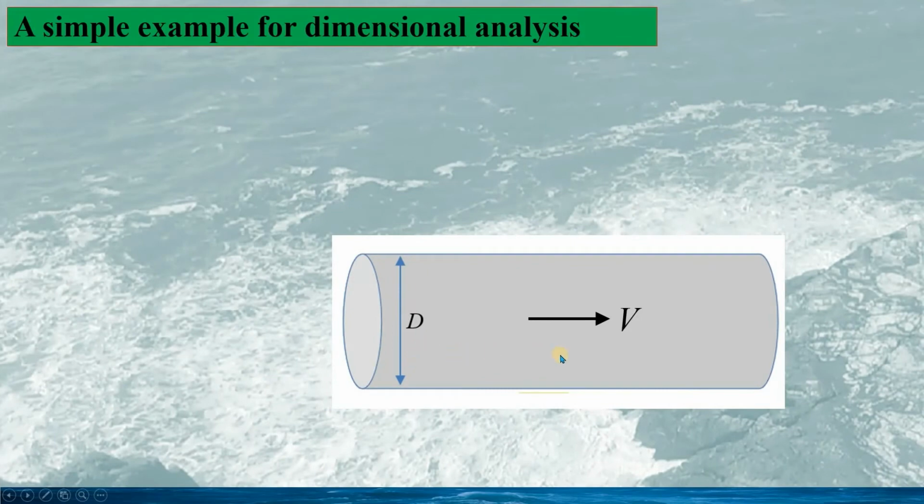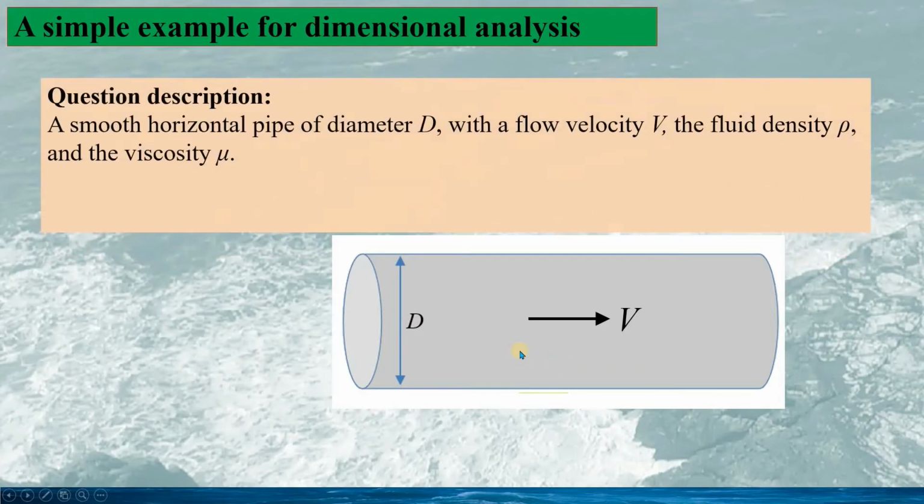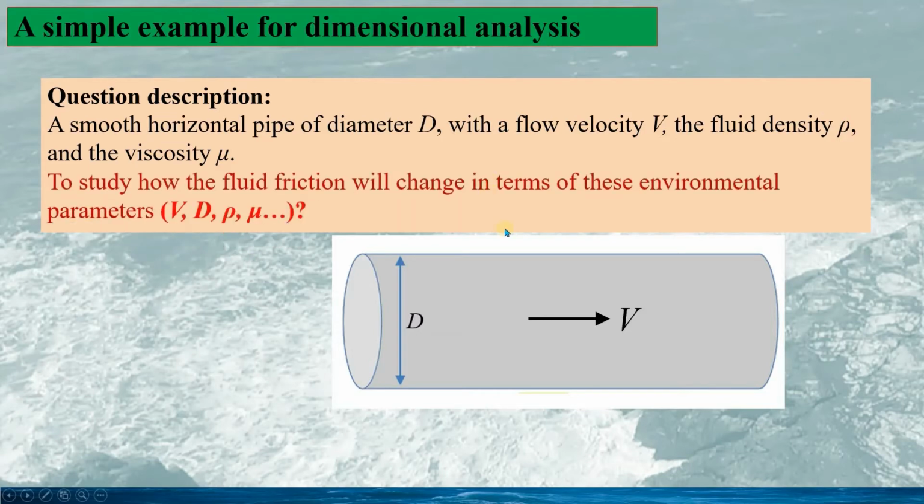In this talk, an example is the flow in a horizontal pipe. This is a smooth pipe with a diameter d and the flow velocity v. The fluid density and viscosity are assumed to be rho and mu. The target is to study how the fluid friction will change in terms of these environment parameters v, d, rho, mu, etc.